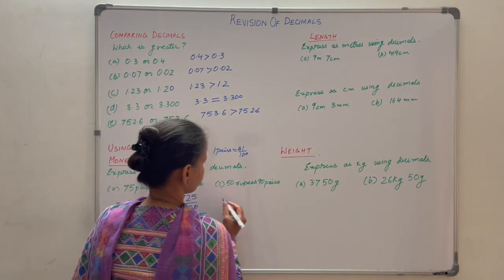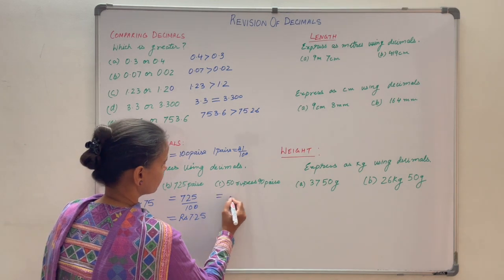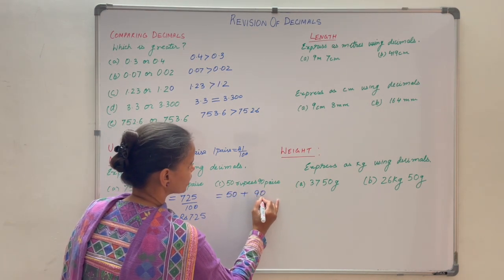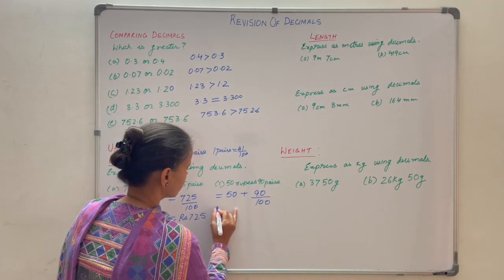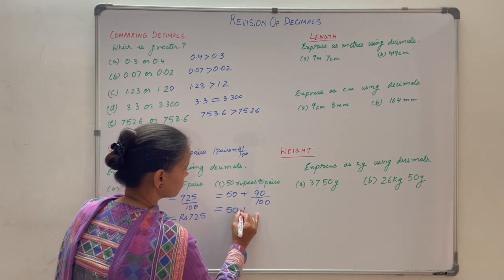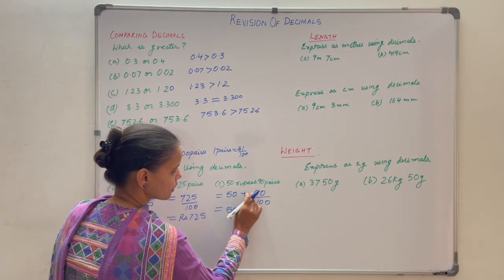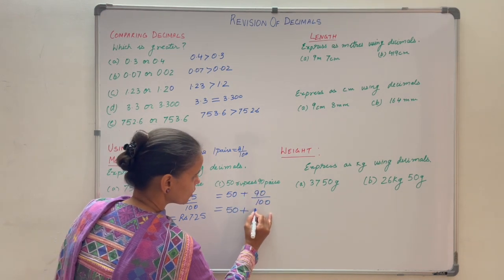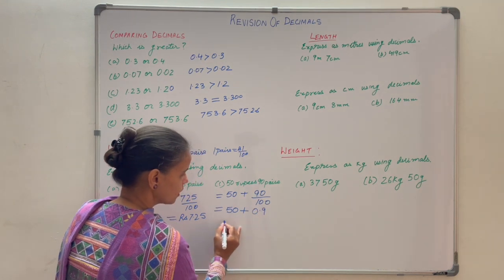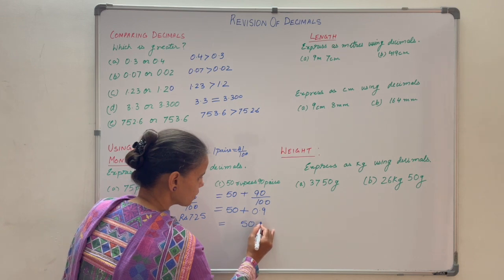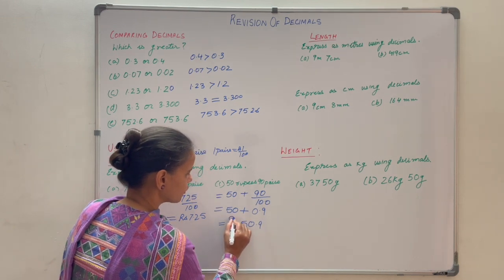7.25. 50 rupees and 90 paise. So 50 rupees is written as it is. 90 paise to convert into rupees you have to divide by 100. 50 plus 90 upon 100 will shift the decimal points towards left hand side by 2 digits because there are 2 zeros, so you get 0.9. So 50 plus 0.9 is 50.9 rupees.